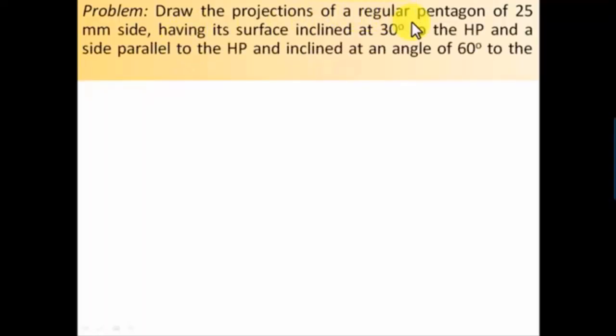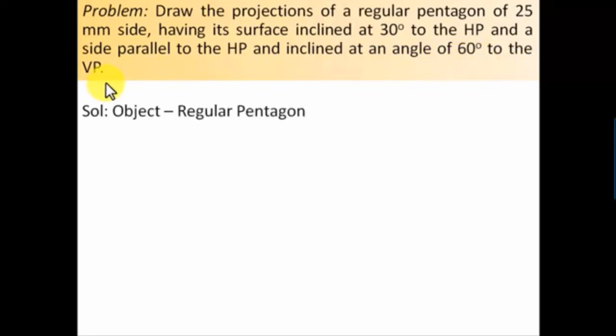Draw the projections of a regular pentagon of 25 mm side, having its surface inclined at 30 degrees to the HP and a side parallel to the HP and inclined at an angle of 60 degrees to the VP. Now that we have read the description, let's extract data. The first thing to note is that the object in this case is a regular pentagon. All the sides are 25 mm each.